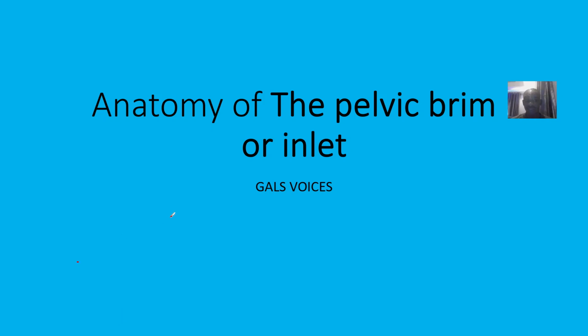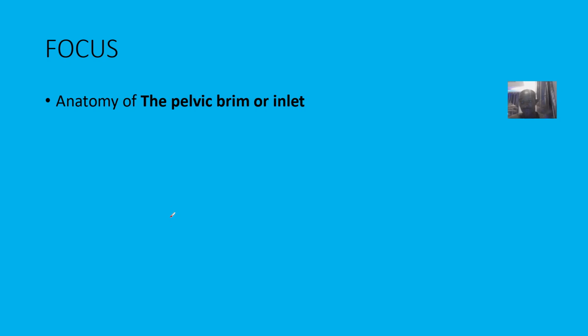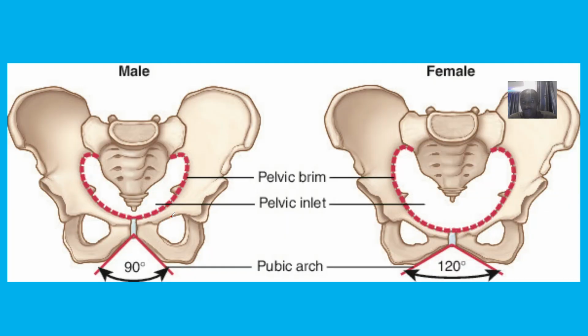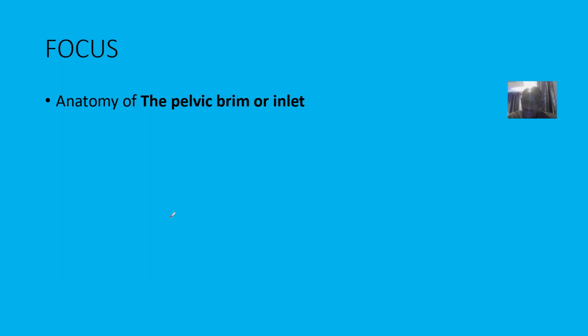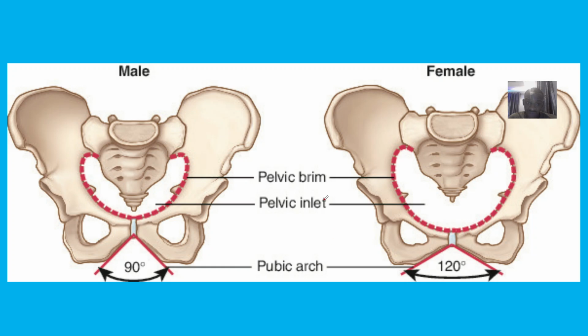Alright, so for the next aspect as related to labor, we're just trying to revisit the anatomy of the pelvis and perineum, right? So here we'll be talking about the anatomy of the pelvic brim or the pelvic inlet, so that it will refresh our knowledge of what we learned from anatomy and what we're actually trying to apply in obstetrics and gynecology.